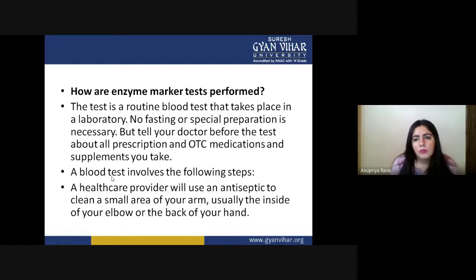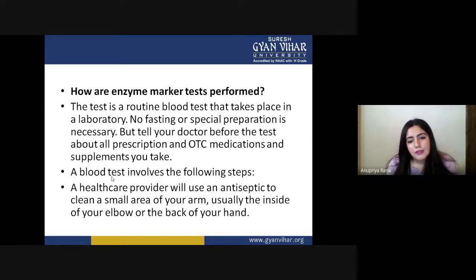Tell your doctor before the test about all prescription and OTC medications and supplements you take. So anything additional to your normal food, like prescribed medicine, OTC medicine, supplements or drugs, anything you think is not normal and you are taking. This is the primary thing you have to tell your doctor, so that they will do the test according to those parameters, like what they have to ignore and what they have to follow.